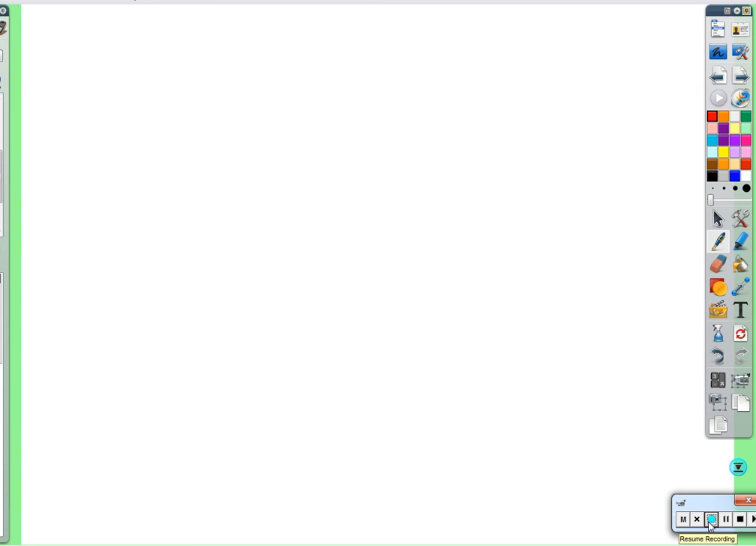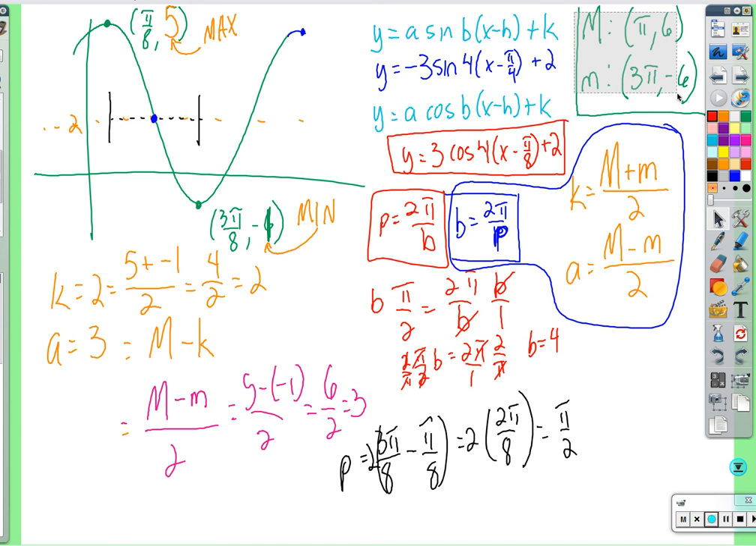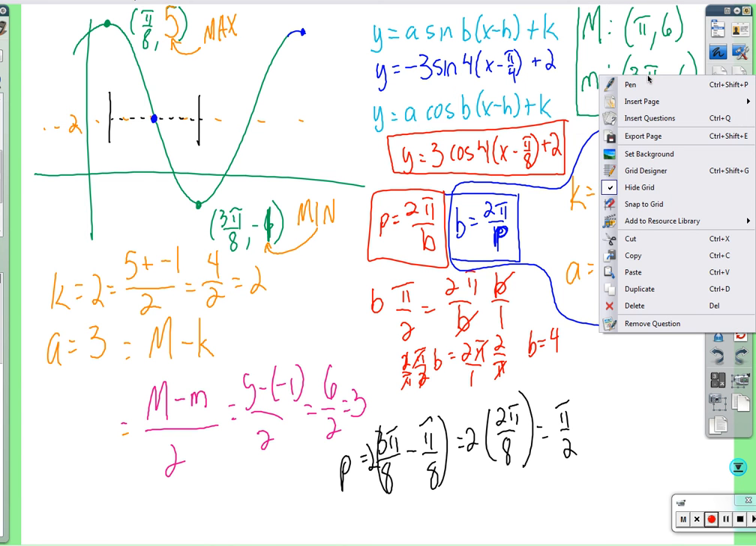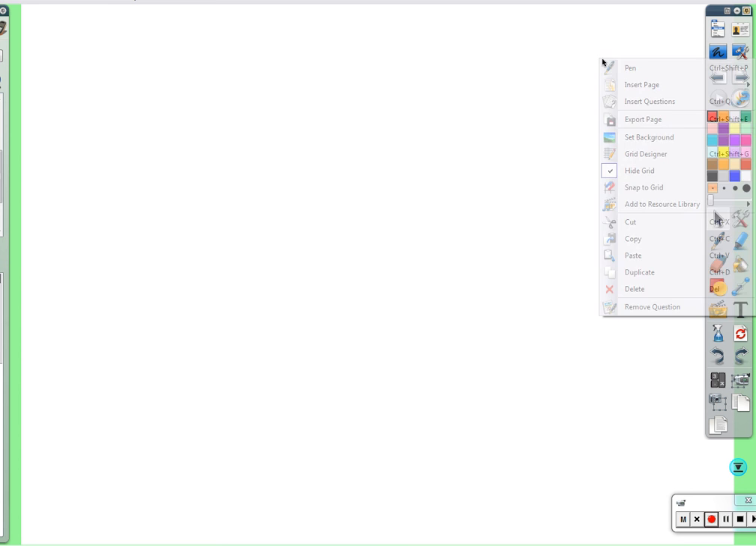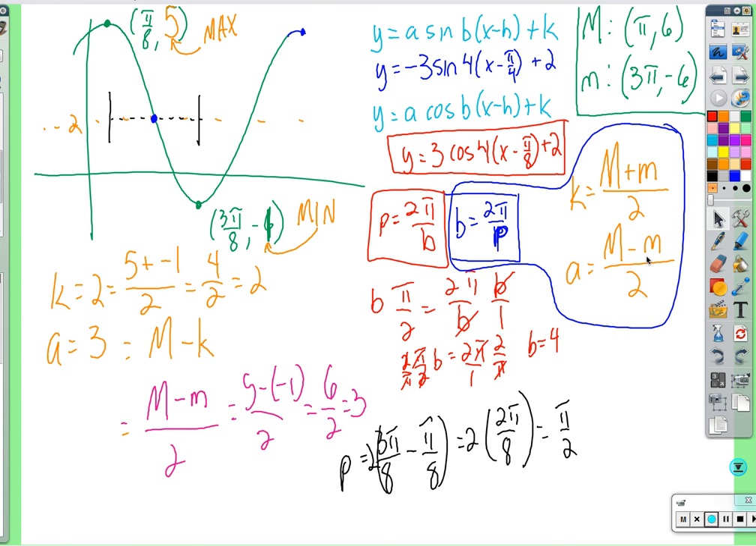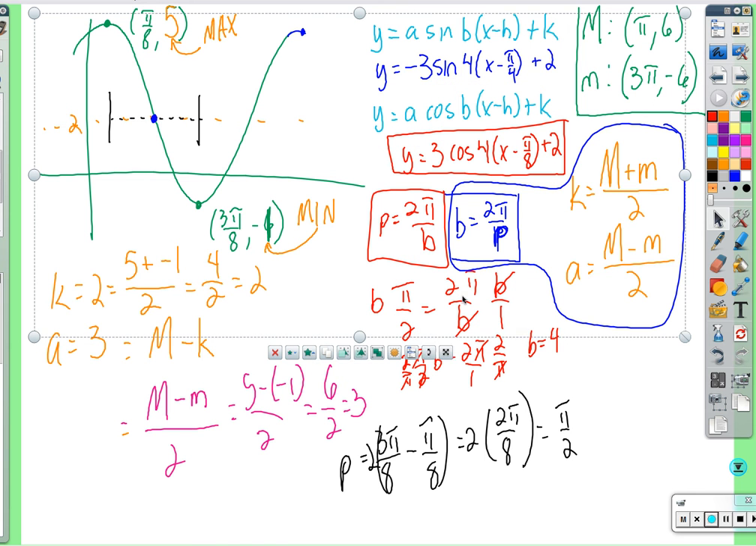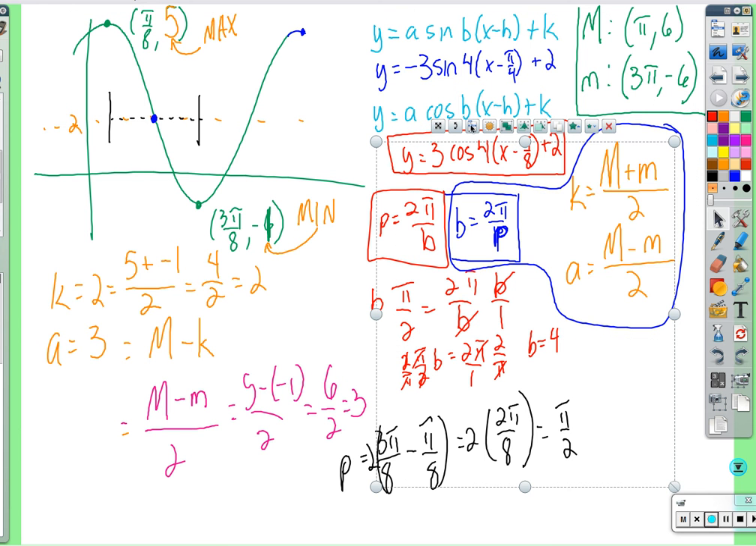Space it takes to cycle. I just wanted the whole thing here. So we use pi and 3.